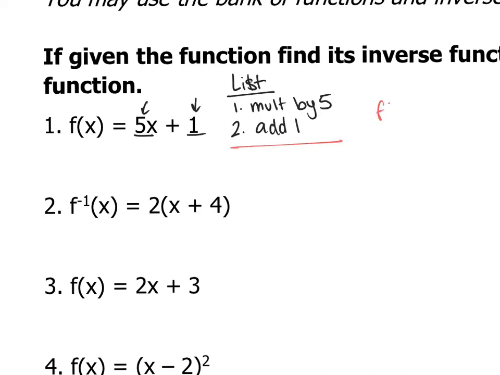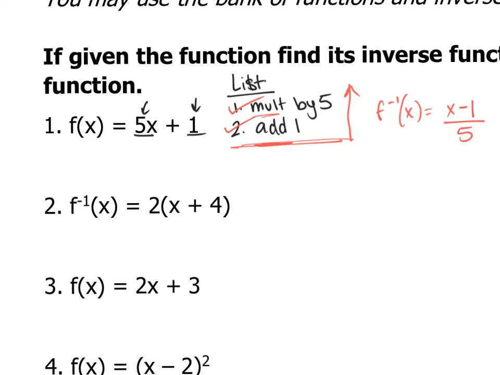Now I'm ready to do the opposite, so I'm ready to write my answer. I'm going to write f negative 1 of x equals x. I always start with an x. And then I'm going to start from the bottom of my list, work my way up, because I need to do the opposite. So the opposite order of which I do things and the opposite operation. So starting at the bottom, instead of adding 1, I need to subtract 1. And then instead of multiplying by 5, I need to do the opposite of multiply, which is divide by 5. So everything there needs to be divided by 5.